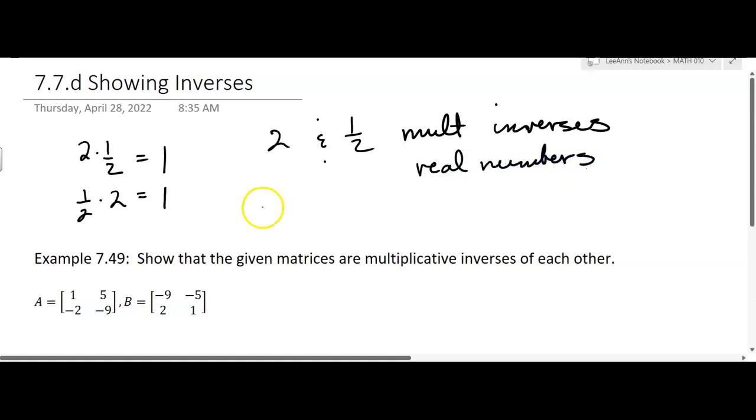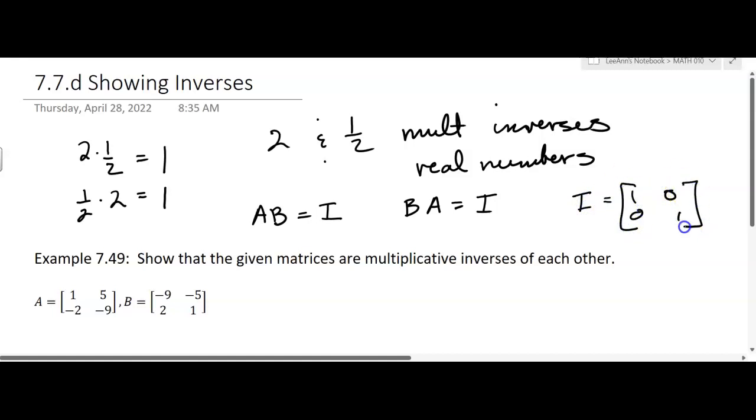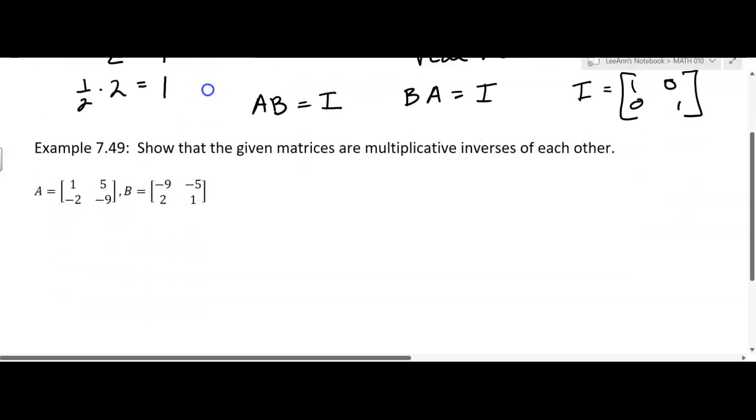So what we have to do is show that matrix A times matrix B equals the identity matrix. Okay, not 1, but the identity matrix. And B times A also equals the identity matrix. Now we're going to be working with 2 by 2s, so our identity matrix is going to be 1, 0, 0, 1, like that. Okay, so that's what we're showing.